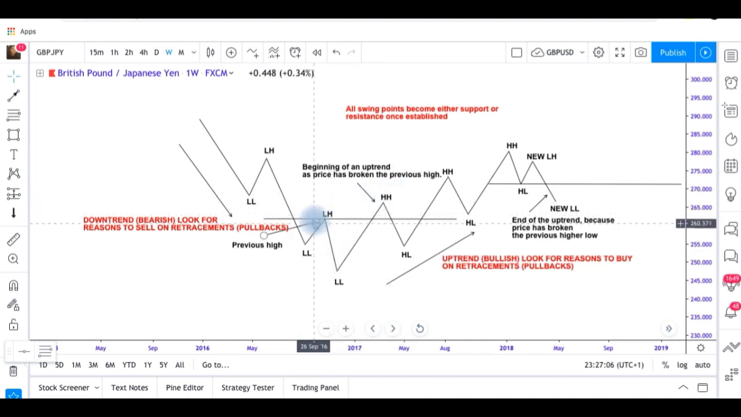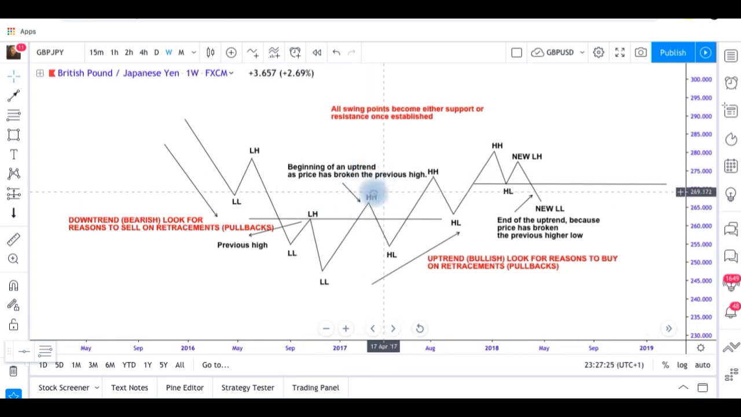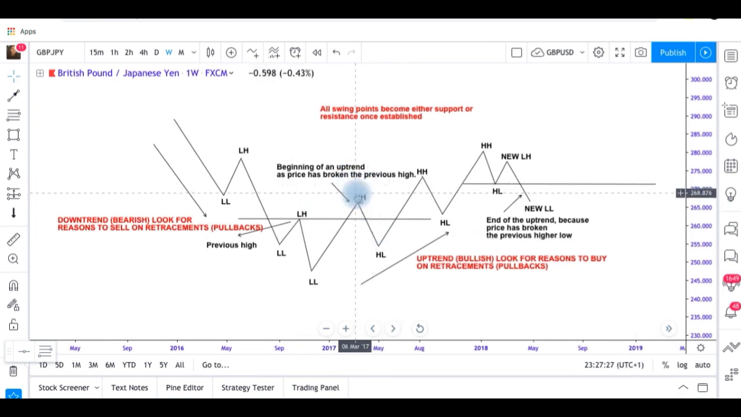When we break this structure here and form this new high, that is when the trend begins to change. So naturally we then get this retracement. We get this bullish price action leg to the upside, which took out this previous lower high, formed a new higher high, and then again this retracement. We wouldn't sell this because we're now within bullish price action.